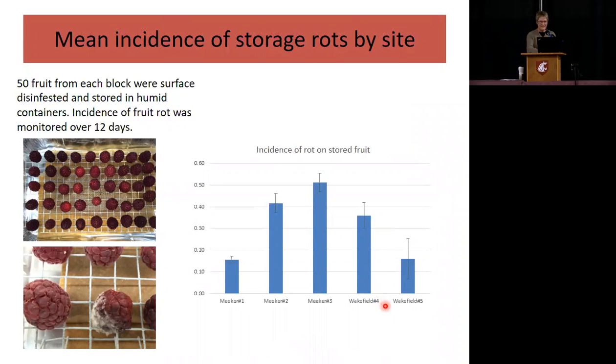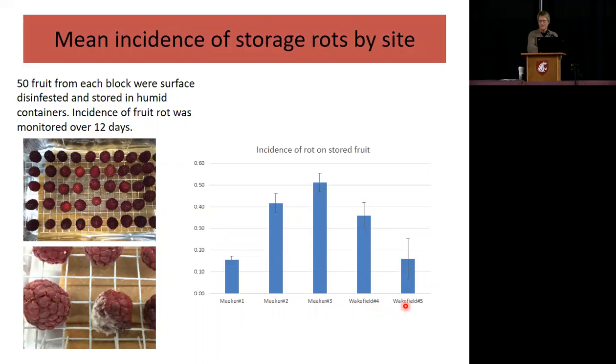The mean incidence of storage rots by site: at the end of harvest, we collected 50 additional ripe fruits from each block. We surface disinfested and stored them in humid chambers, and then determined the incidence of fruit rot over 12 days. We can see that within the sites, we do get variation in the incidence of fruit rot.